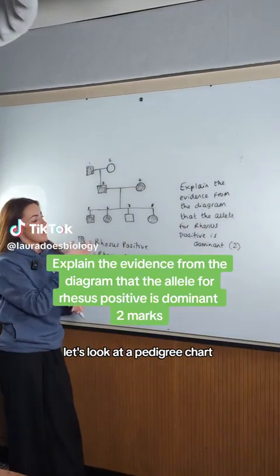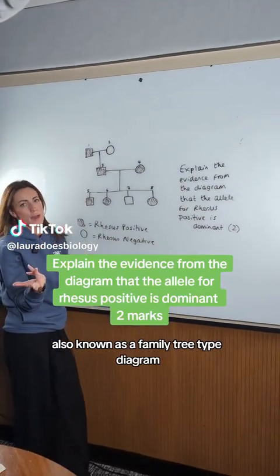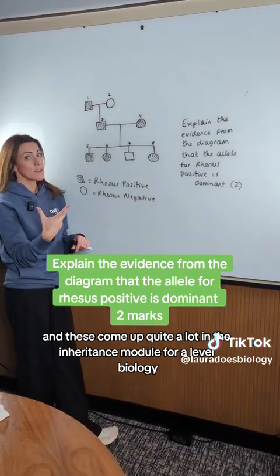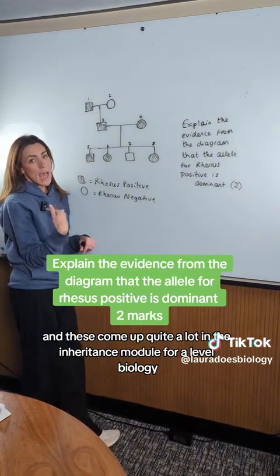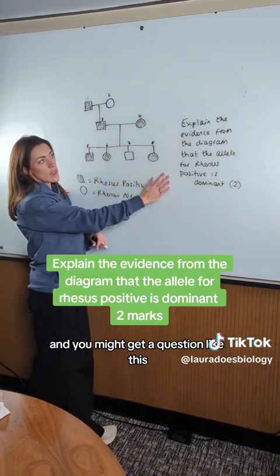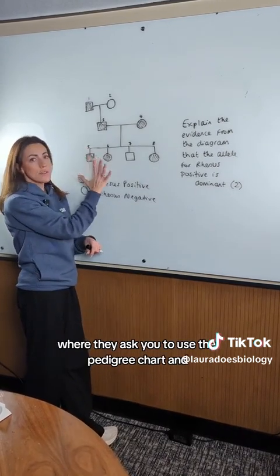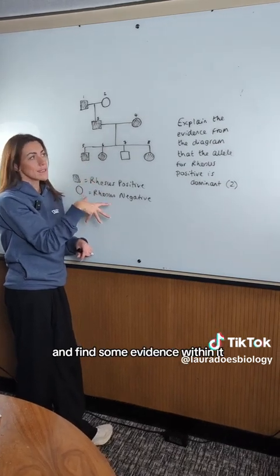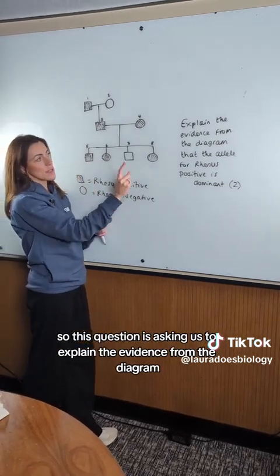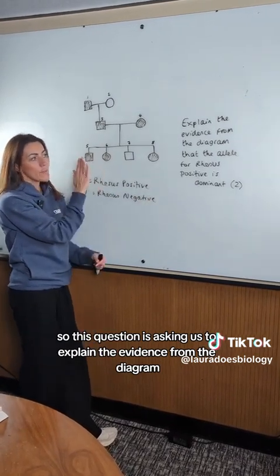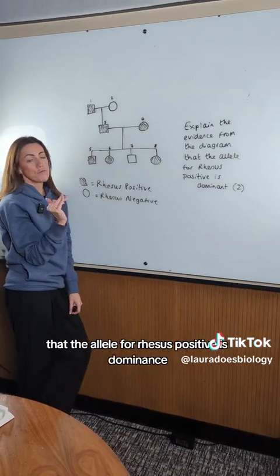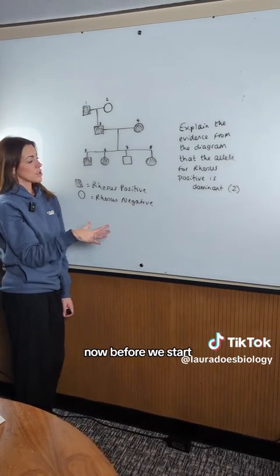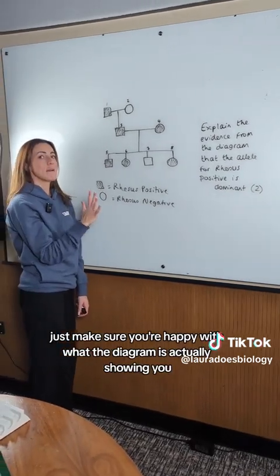Let's look at a pedigree chart, also known as a family tree type diagram. These come up quite a lot in the inheritance module for A-level biology, and you might get a question like this where they ask you to use the pedigree chart and find some evidence within it. So this question is asking us to explain the evidence from the diagram that the allele for rhesus positive is dominant. Now, before we start, just make sure you're happy with what the diagram is actually showing you.